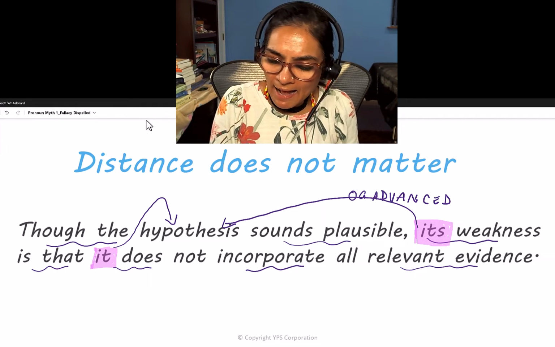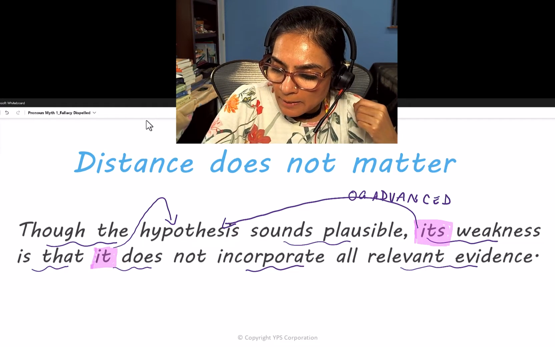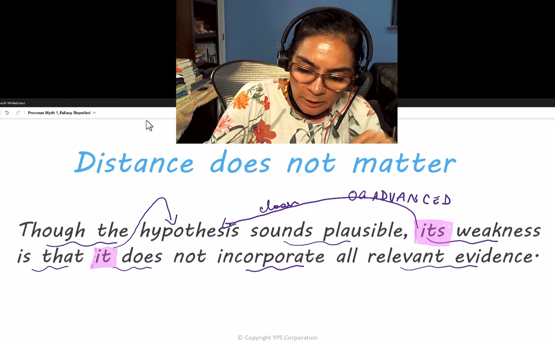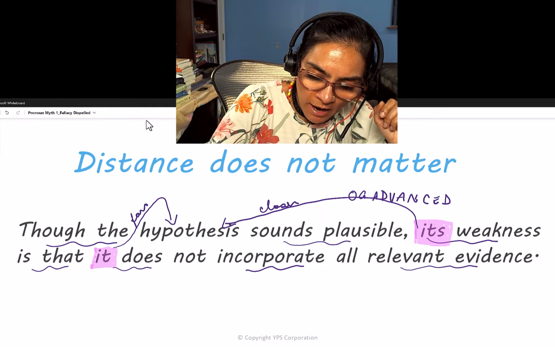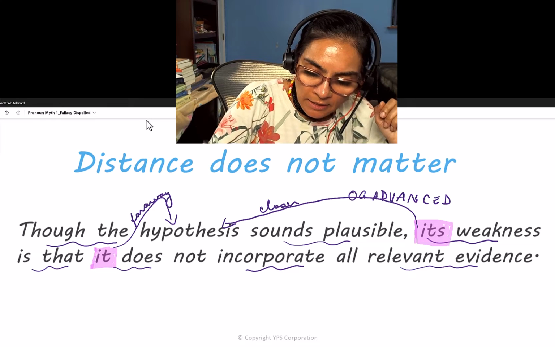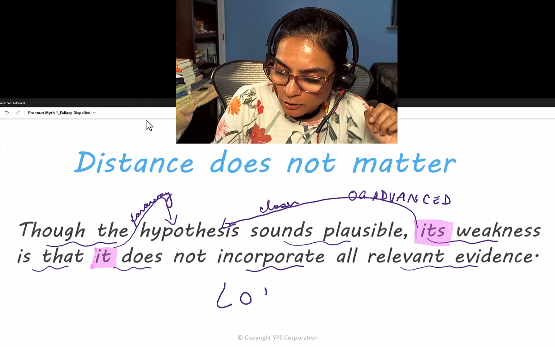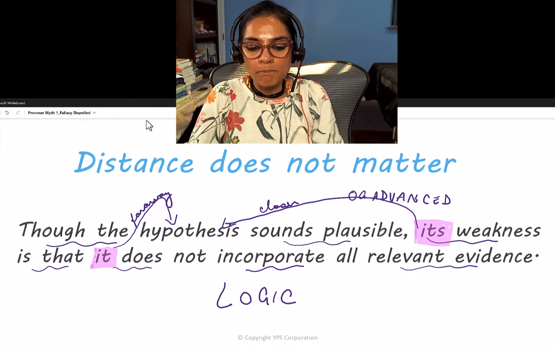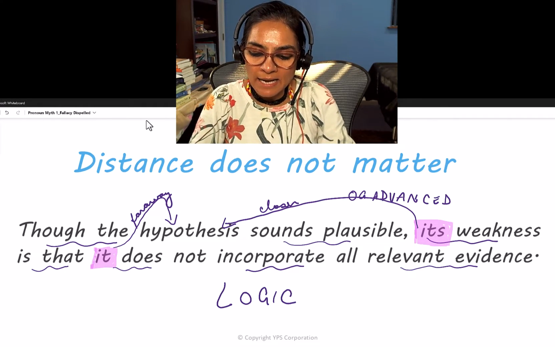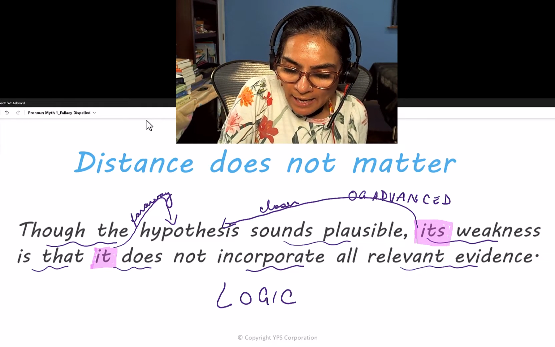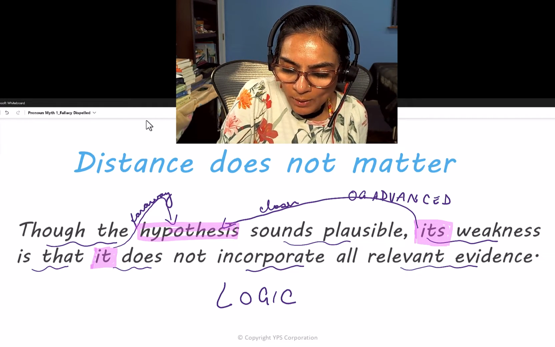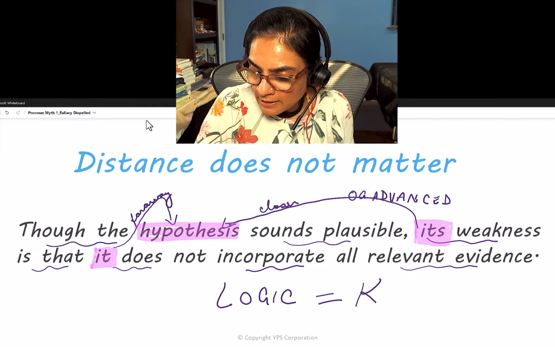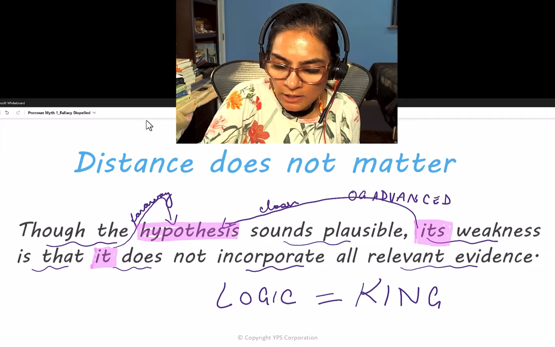So we see that we can call this pronoun a closer pronoun and this pronoun a little far away pronoun, but because of the logic of the sentence, given the context that we have here, both these pronouns correctly refer to the noun hypothesis. So once again, logic is the king. Distance does not matter.